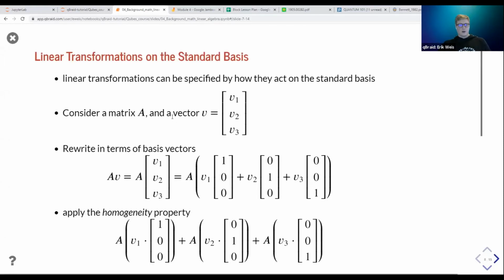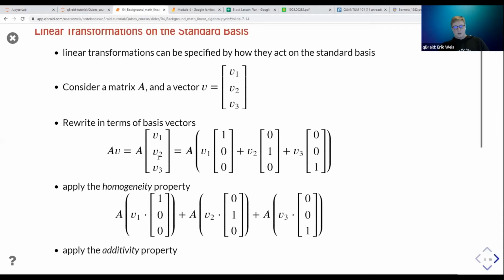So let me start by saying that if we have a matrix A, we're going to apply it to a vector V, and this is a general vector V where the elements are V1, V2, and V3. And what I can do is rewrite this vector V1, V2, and V3 as a linear combination of the basis states. And this is something we went through yesterday, the standard basis, 1, 0, 0, 0, 1, 0, 0, 0, 1. These vectors represent the standard basis. And I can represent this general vector in terms of the standard basis, these building blocks, if you will.